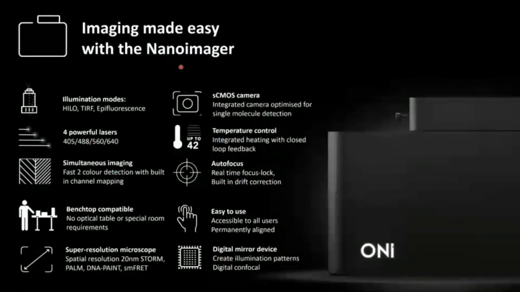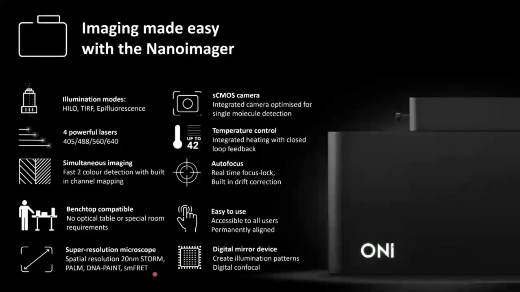In summary, imaging with a Nanoimager is made easy because it has multiple illumination modes: HiLo, TIRF, and epifluorescence. It's equipped with 4 powerful laser lines and can perform simultaneous 2-color imaging or sequential imaging if you want to image more than 2 colors. It's benchtop compatible and doesn't require any special room or optical tables.